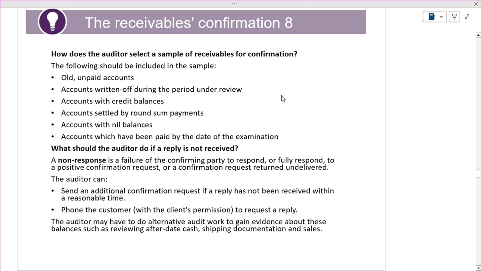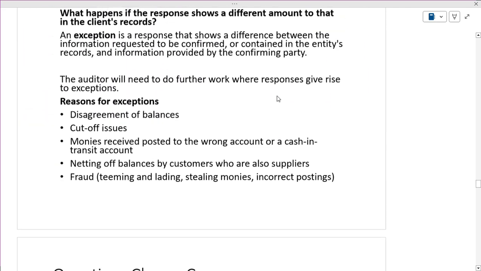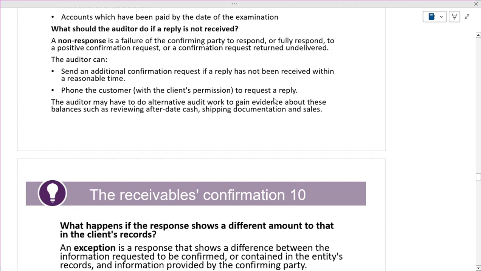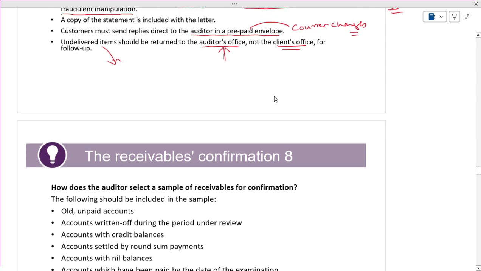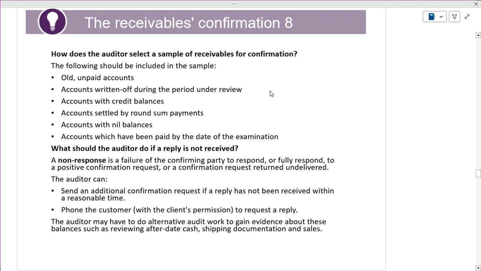We'll complete these 2 and we'll stop. Okay. I know I'm taking a little bit of time on this, but see how the auditors should select the receivables. What is the criteria? Old and unpaid accounts, accounts written off during the period, accounts with huge credit balances, and accounts settled by round sum payments.